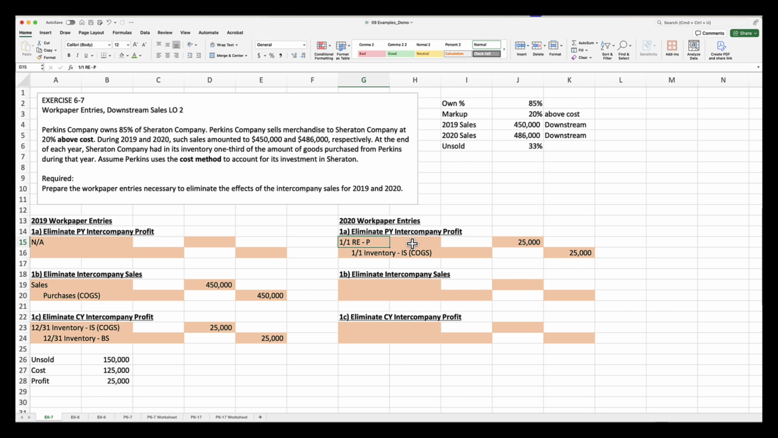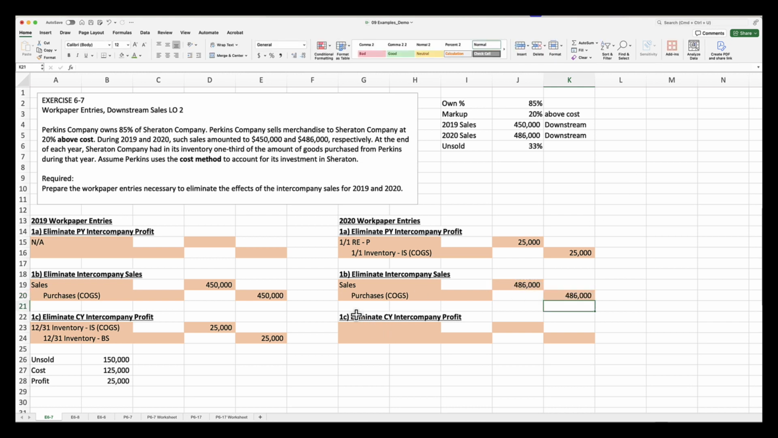If it was the subsidiary that originated this transaction, as will be the case in an upstream sale in the next one, then we would have to split this between the parent and the non-controlling interest as we have done in previous examples. Now we can just move on and do our current year sales, and we're going to do them exactly the same as we did last year's. So we're going to debit sales and credit purchases, which is part of cost of goods sold. The amount will be our new sales amount of $486,000.